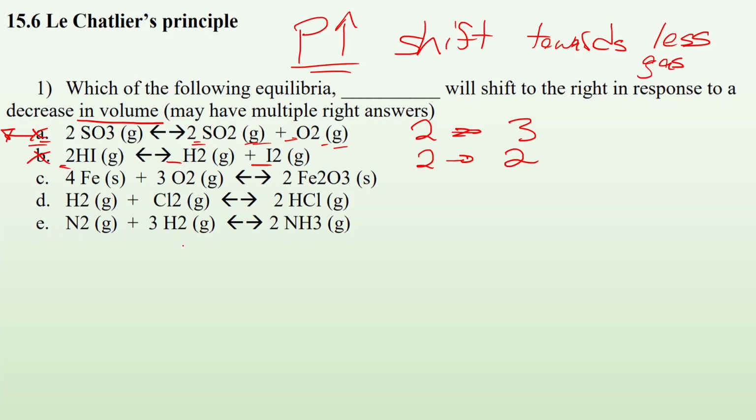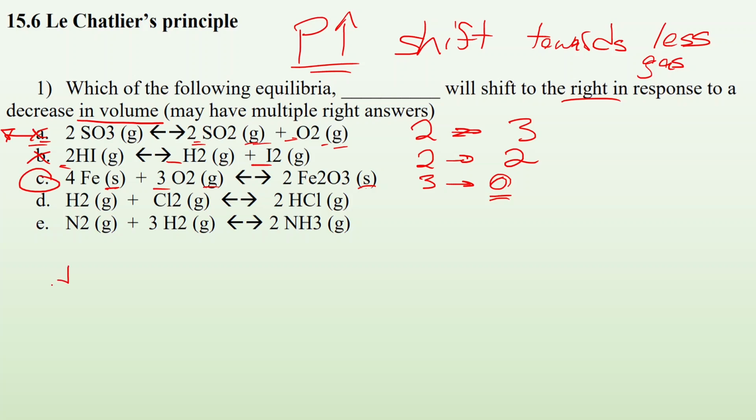For choice C, we have a solid, so we can ignore that. And then we have 3 O2s. So we start with 3 moles of gas, and on the right side, there are 0. So if we increase the pressure, which side has less gas? On the right, and that's what the problem is asking for. So yeah, C is looking good, but there might be multiple. So let's take a look.